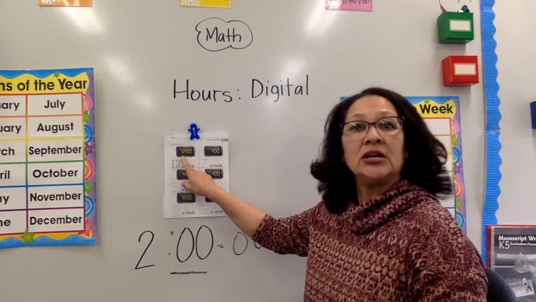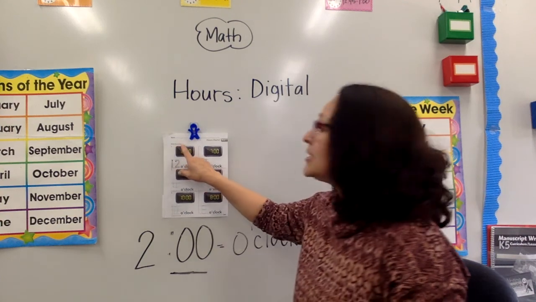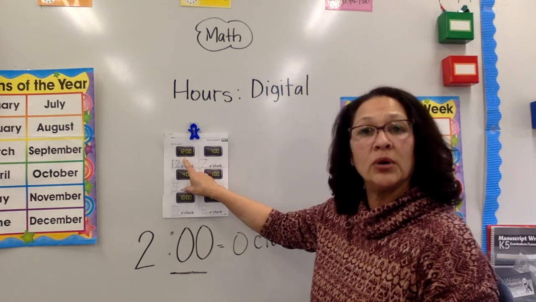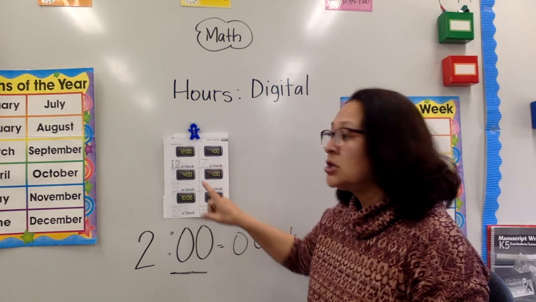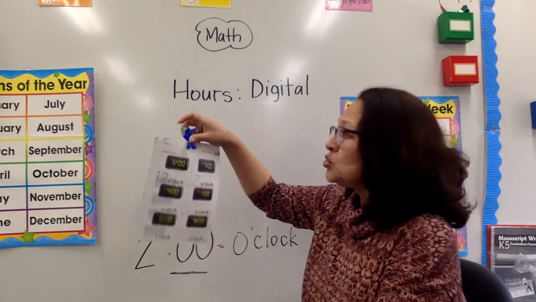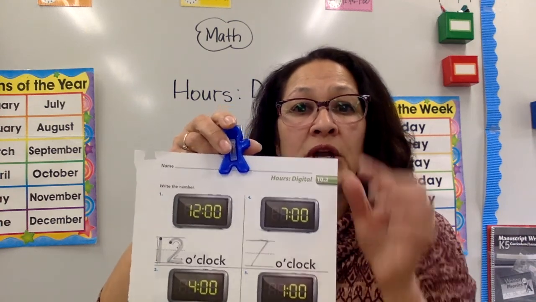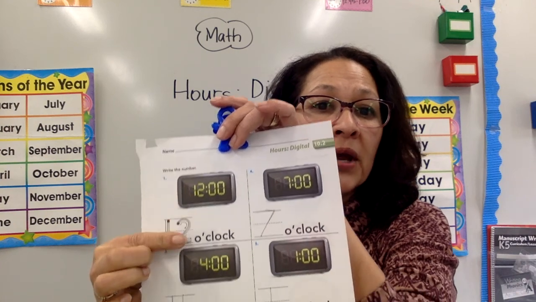All right, so first of all, let's take a look at problem number 1. It says, write the number. That means that you're going to write the number to match what it says on the digital clock that's drawn on your picture. So here on this digital time, it says 12. Do you see how that picture is? There's a number 12 right here. It's 12. You see that? So you're going to write a number 12.